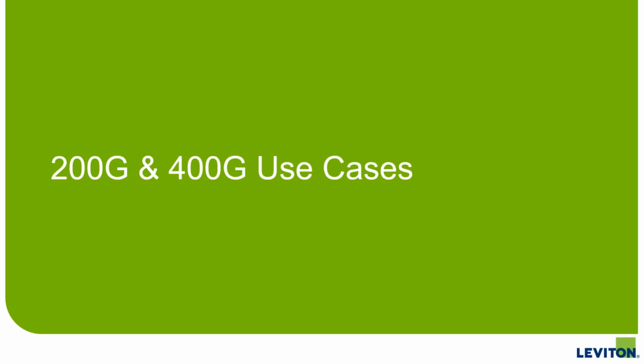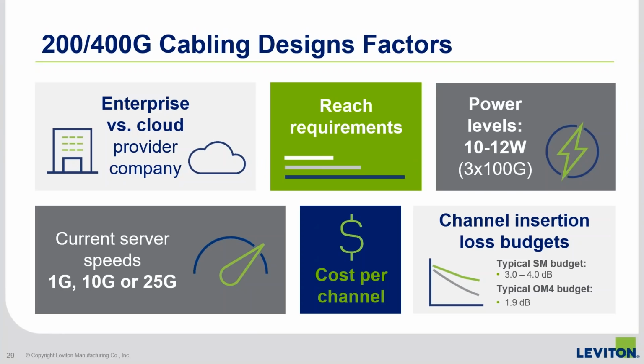So next I want to take a look at the use cases for 200 and 400 gig. As we look at designing networks to support 200 and 400 gig, I wanted to cover some of the key design factors, from a cabling standpoint and otherwise, that are going to have to come into play. The first, as I talked about before, is an enterprise or cloud company. Most likely it's going to be a cloud company, but there are different applications there. What's the reach? Obviously, different options there.